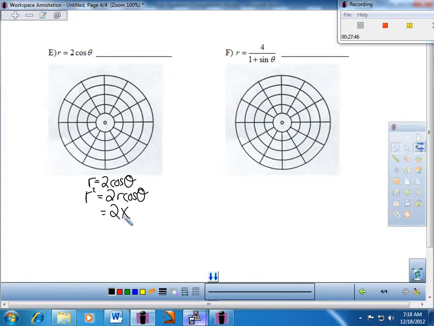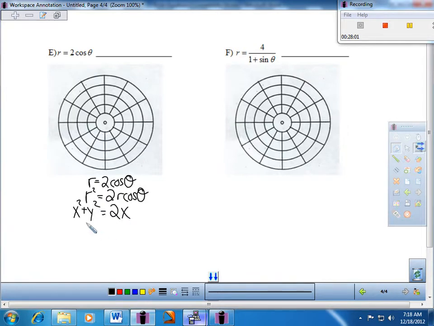R cosine theta, by definition, is x. Please keep that in mind. That's great. And this is something we know that converts directly to rectangular form as well. X squared plus y squared. Now, theoretically, what I would encourage us to do is bring this over.